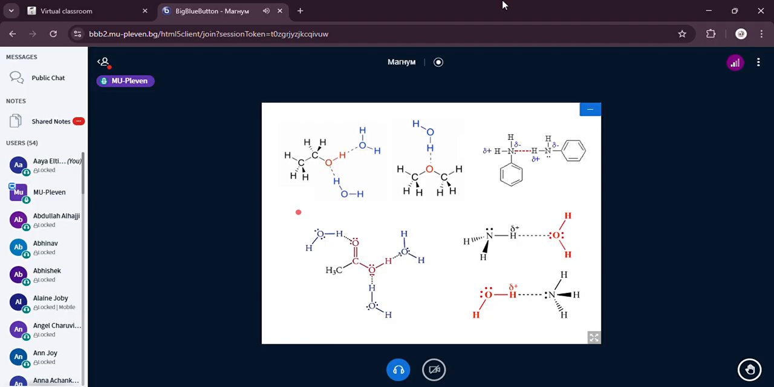More examples. Here again is given the structural formula of ethanol. Ethanol, in this example, makes 2 hydrogen bonds with 2 molecules of water. In these hydrogen bonds, this alcohol, ethanol, behaves as hydrogen bond donor or hydrogen bond acceptor.